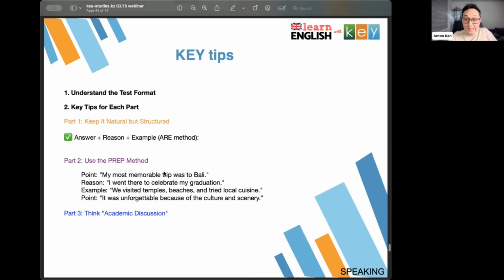Now, key tips for speaking. I believe I included it everywhere, but it's actually very important. Remember the test format. We just discussed it. Now, some key tips for each part. In part 1, you might want to keep it natural but structured. You can use the following structure: answer, reason, example, which is also called the R method.